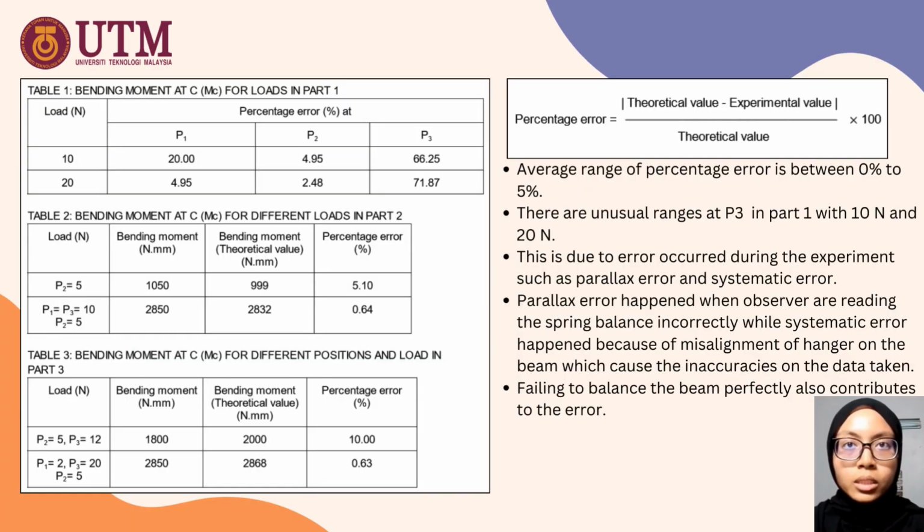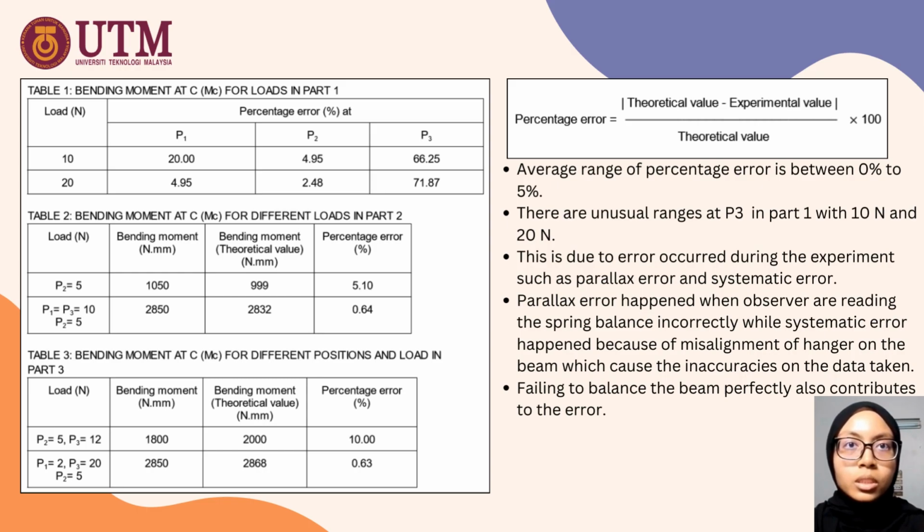For the discussion part, to compare the theoretical value of bending moment and the experimental value, we need to find the percentage error. So the formula of percentage error is theoretical value minus experimental value, divided by theoretical value, times 100. So, as you can see, the average range of the percentage error is between 0% to 5%. Then there is an unusual range at P3 in part 1 with 10 Newton and also 20 Newton.